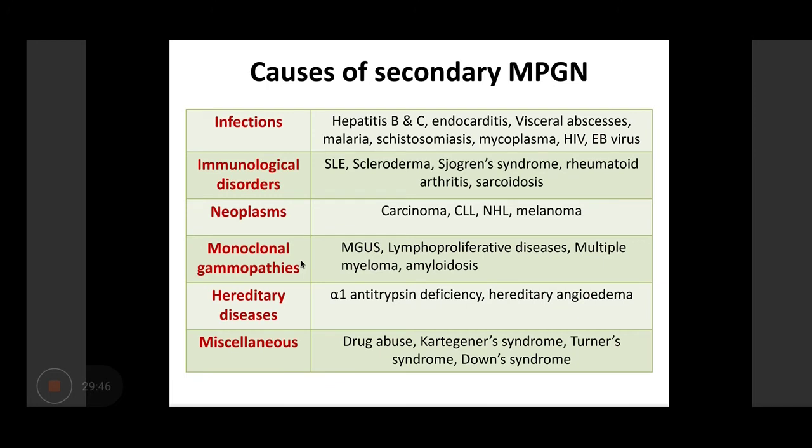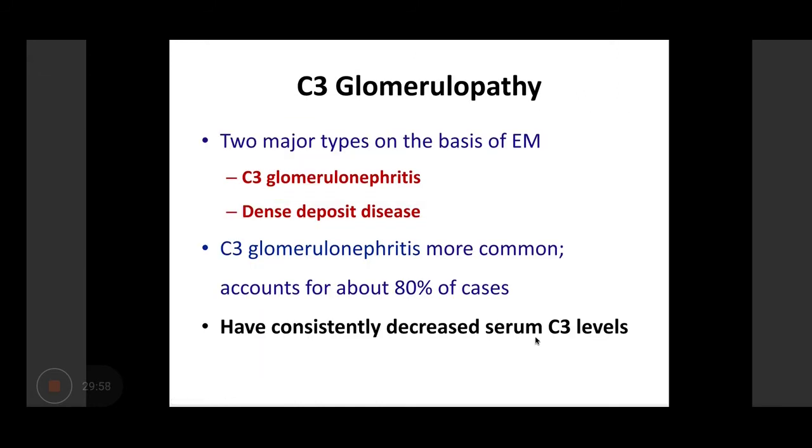So what are the causes of secondary MPGN? Again, there is a whole list, some of which are common to the previous condition that you already discussed. So I won't enumerate them once again. Let's concentrate more on the primary MPGN or the C3 glomerulopathy. Now, the primary MPGN or C3 glomerulopathy is divided into two types on the basis of its EM type. Therefore, to make a diagnosis of primary C3 glomerulopathy, EM is essential.